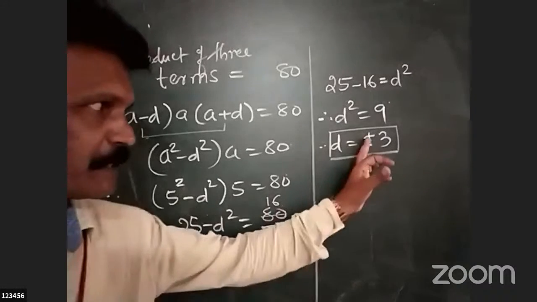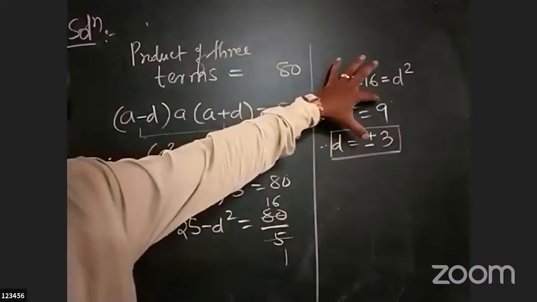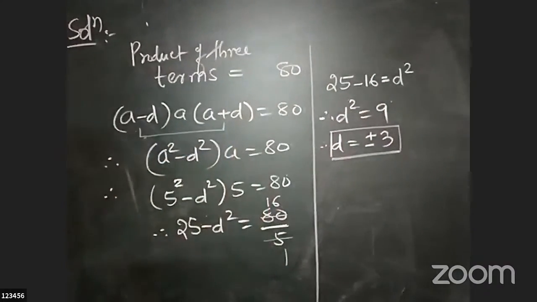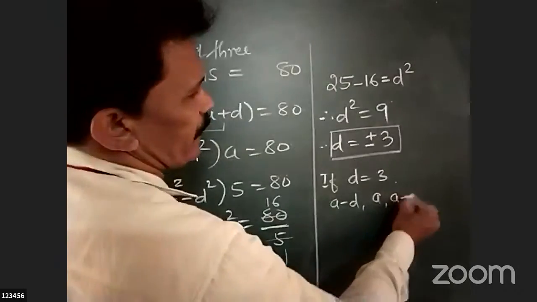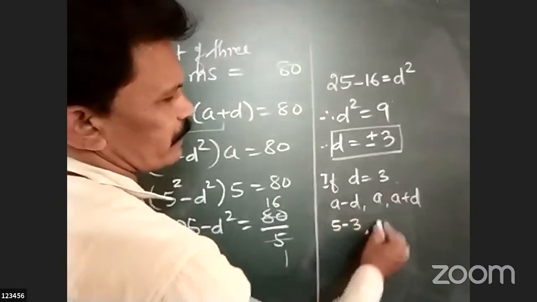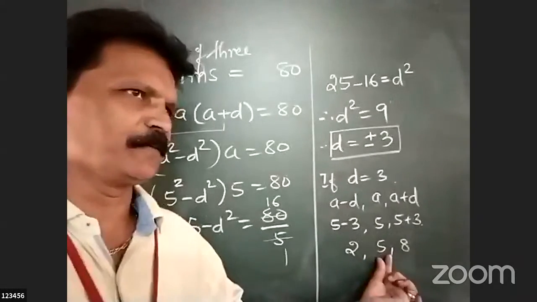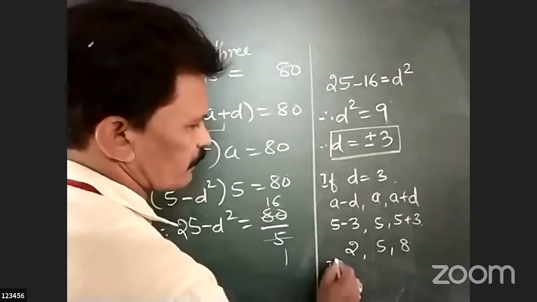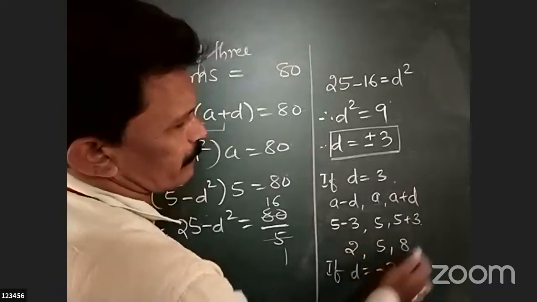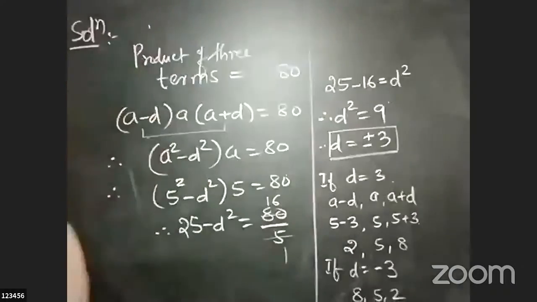The common difference may be a negative number, a positive number, or even 0 also. Since the square root of 9 is either plus 3 or minus 3. If D is equal to 3, that is plus 3, A minus D, A, A plus D we want: 5 minus 3, 5, 5 plus 3. 5 minus 3 is equal to 2, then 5, then 8. 2 plus 5 plus 8 is 15. 5 twos are 10, 10 eights are 80. If D is equal to minus 3, the same numbers come in reverse order. Note down.